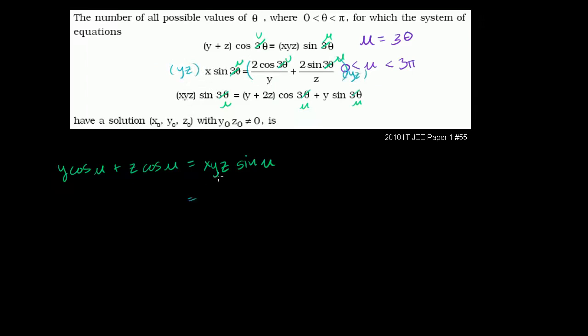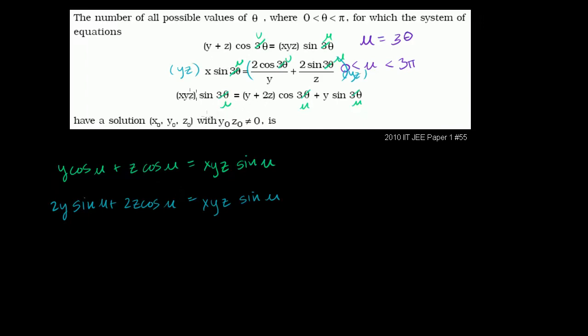And let me write it over here, just right under this. So this is xyz sine of u. And then yz times 2 cosine of u is going to be 2z cosine of u. So 2z cosine of u. I just swapped the sides. And then yz times 2 sine of u is going to be 2y sine of u. So 2y sine of u. So this is the second equation. And now they don't look that different. When they're written like this, they looked very different.